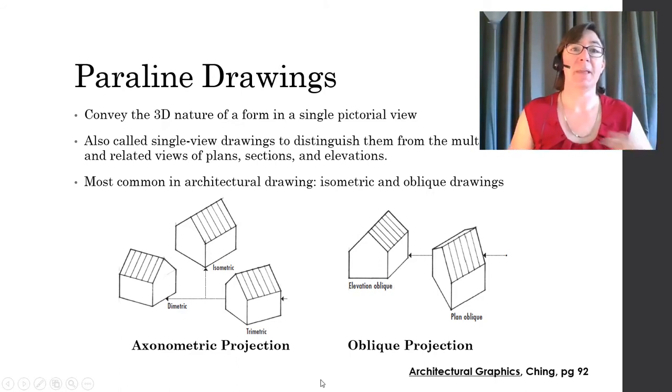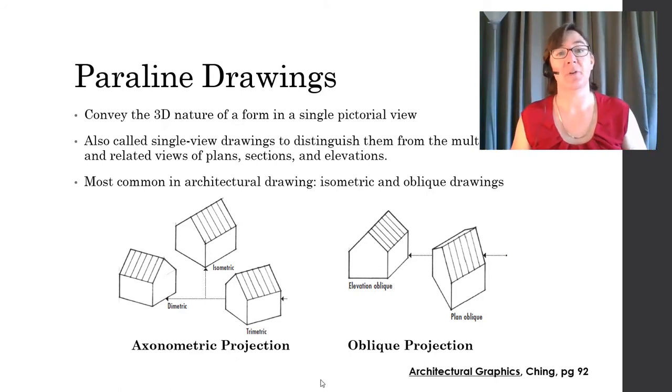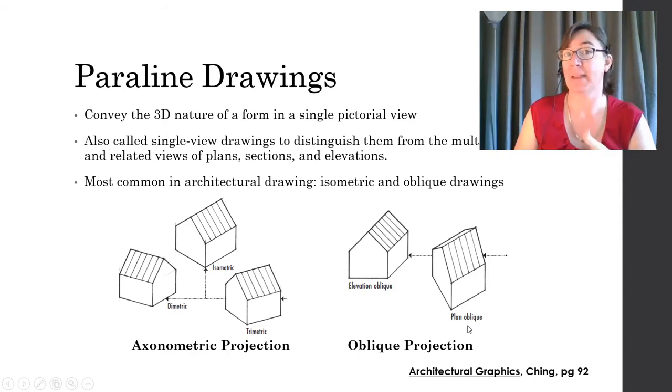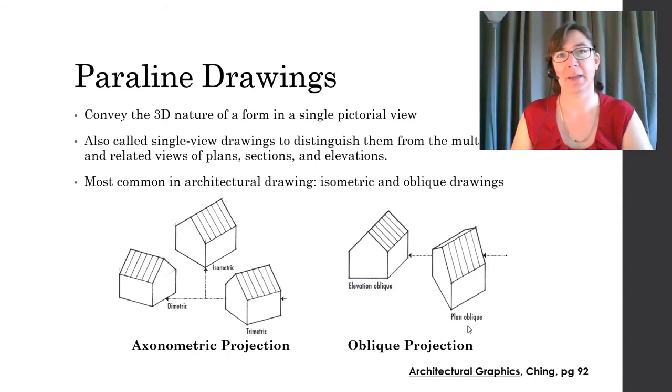So the most common of all of these in architectural drawings are the isometric, right here, which we're going to talk about today, and the plan oblique, which is next week's subject.